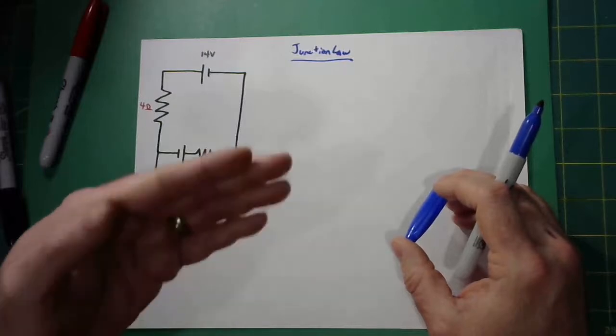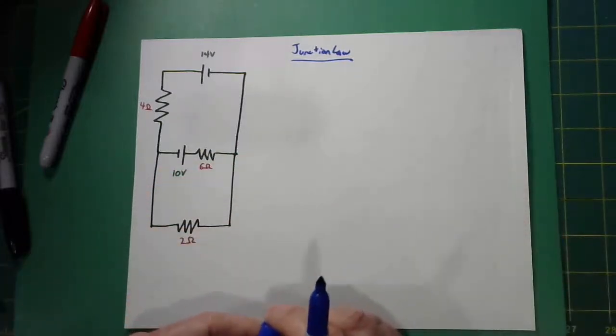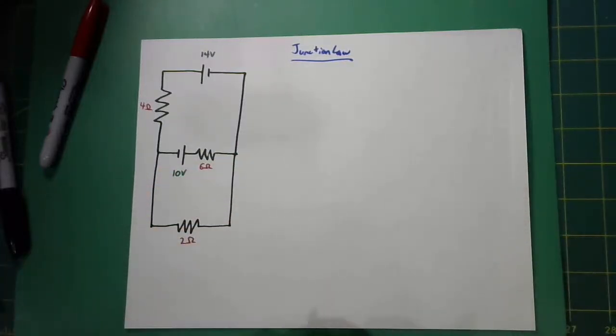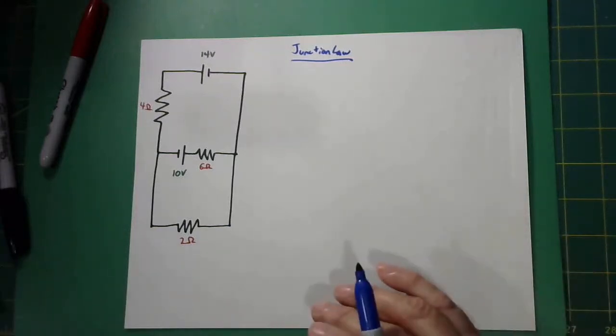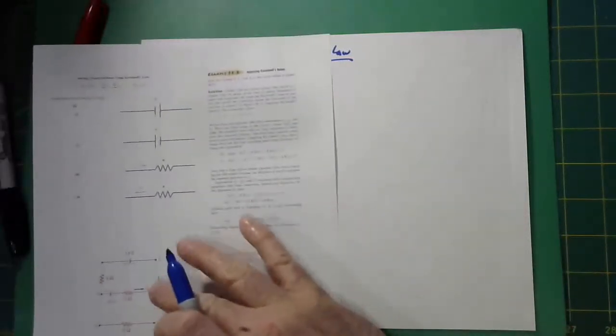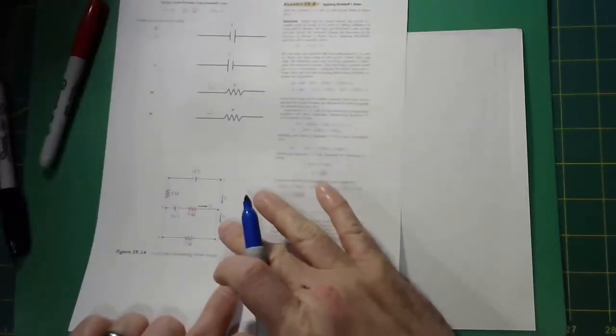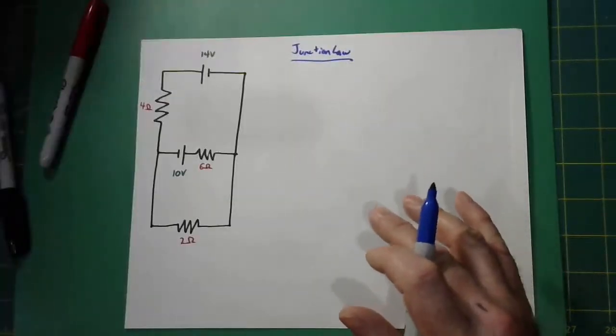So I'm going to give them variable names. We'll call them I1, I2, and I3. Now I'm going to follow the sample problem here with their naming convention, regardless of whether it's correct or incorrect. I'm going to go ahead and use their naming convention.